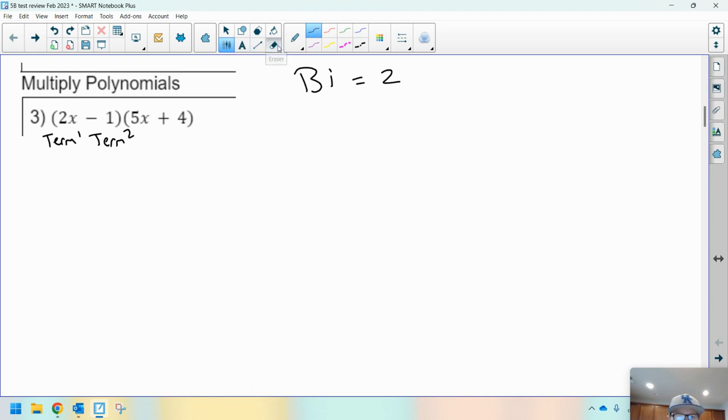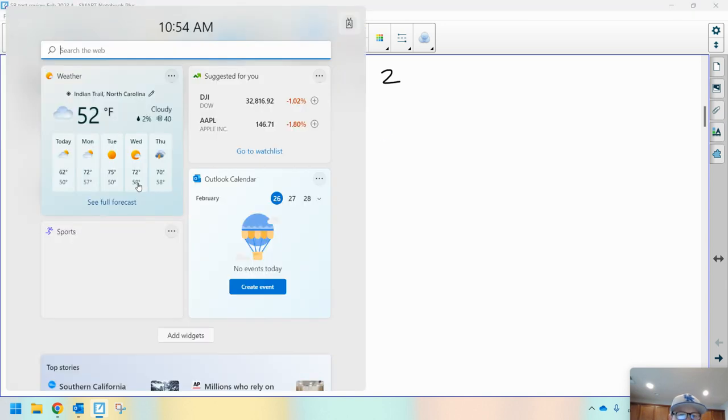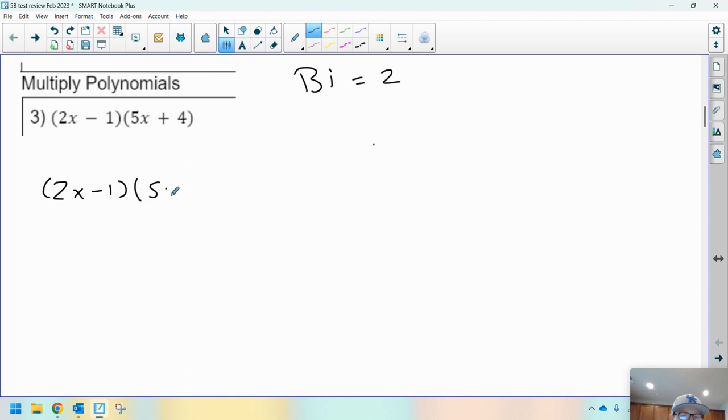So when we do these, we taught you a couple of different ways. You can distribute or you can do FOIL. Now, I think some people do get confused with the FOIL. So let's do the distribute first, and then we'll do the FOIL next. I'm going to rewrite this to get a little more room down here. 2x minus 1 times 5x plus 4. Now, when we distribute, we are taking the first number and we are multiplying it with each of the terms in the second parentheses.